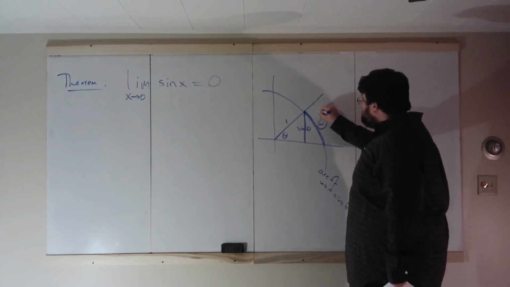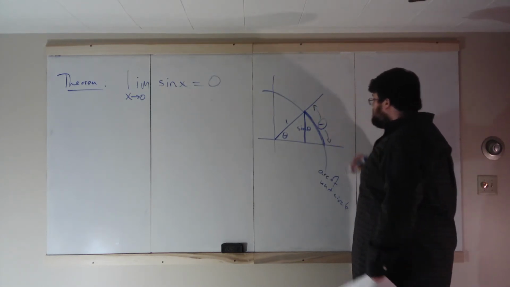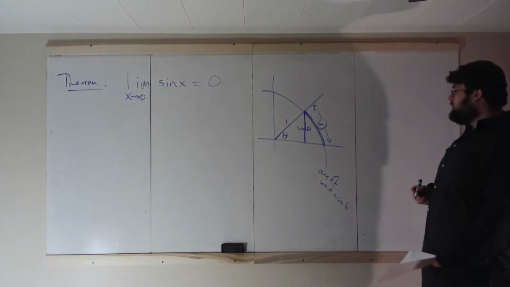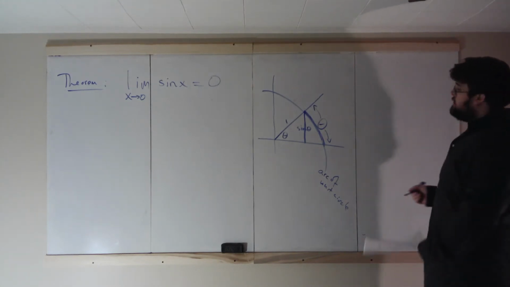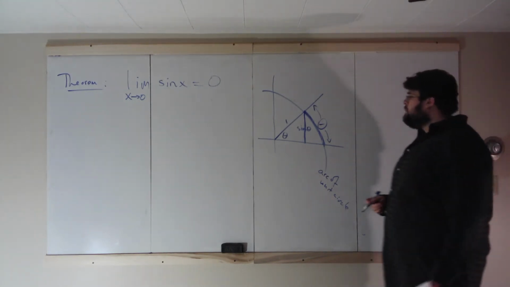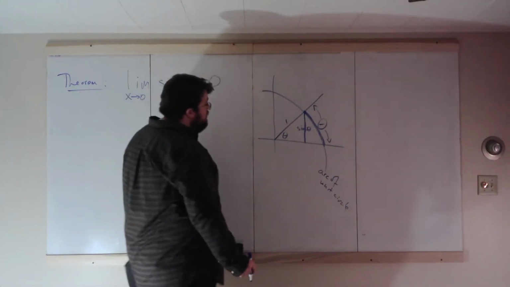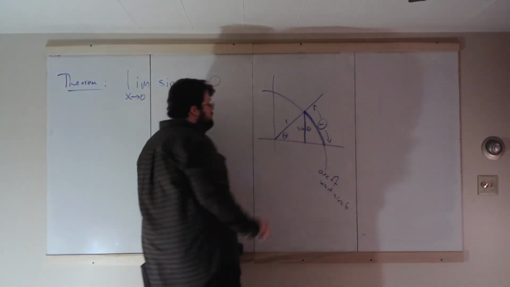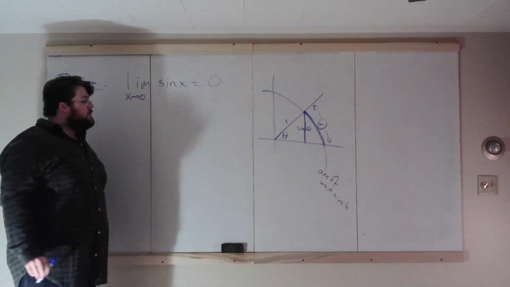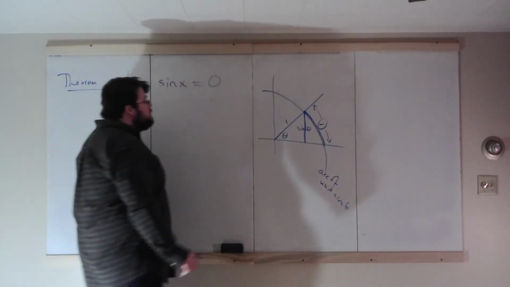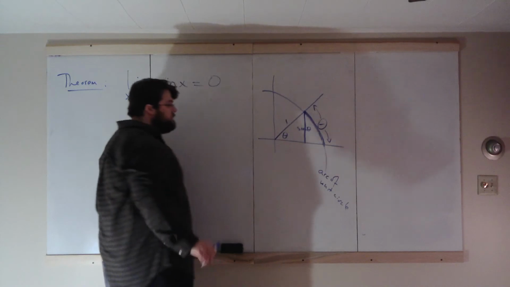So this length is the angle theta. It's the distance theta in radians. Well, this is actually all we need. Notice sine theta, that is, we're looking in the first quadrant here, this is always a positive vertical distance.